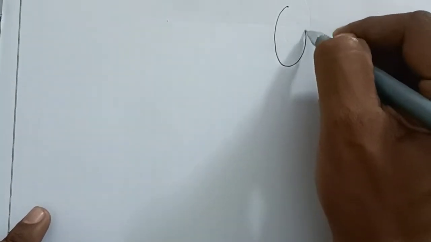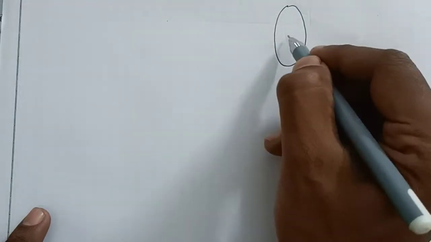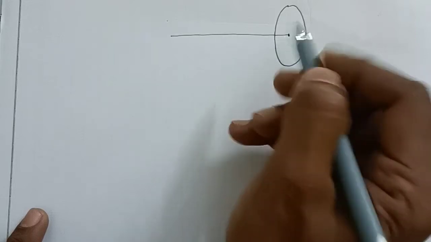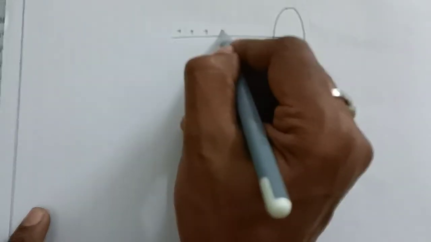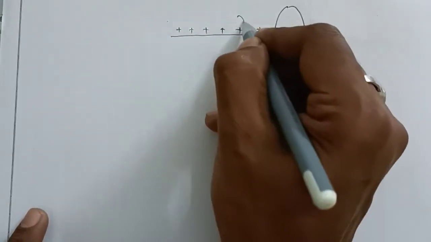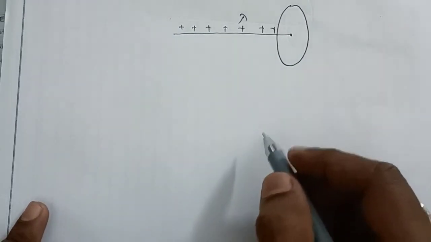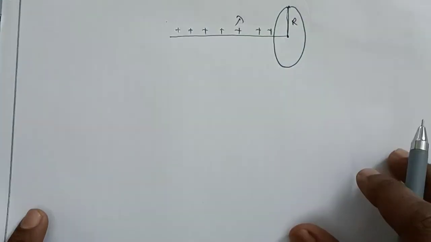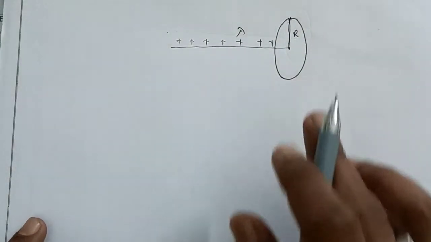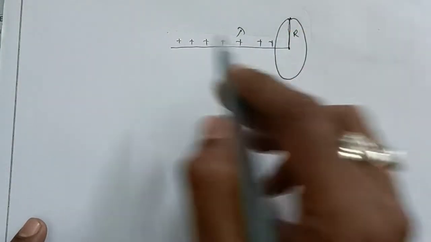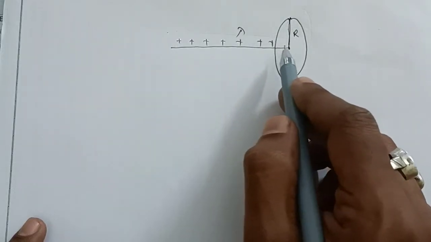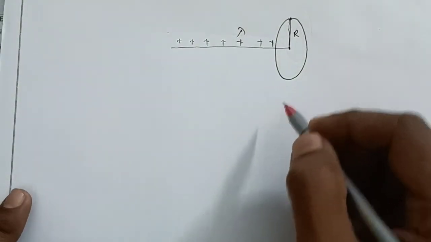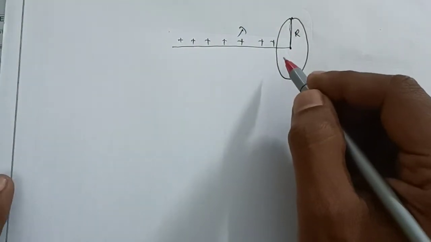This is a non-conducting disk. Exactly on the axis of the non-conducting disk, an infinite line charge having line charge density lambda is connected like this, and the radius of this disk is r. The question is asking how much flux will pass through this disk due to this infinite line charge having line charge density lambda. We know that this disk is an extended body.